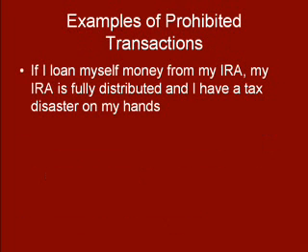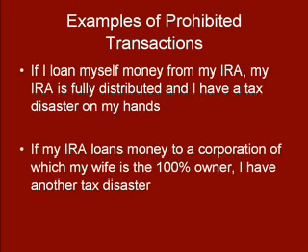Now let's talk about prohibited transactions. Here are some examples of prohibited transactions. If I were to loan myself money from my IRA, it is fully distributed and I have a tax disaster on my hands. Now when I say fully distributed, let's say that my IRA had an account balance of $50,000 and I loaned myself $10,000. Well, you are penalized on the entire $50,000 even though you only loaned yourself $10,000 of it. So that's what it means when we say fully distributed.